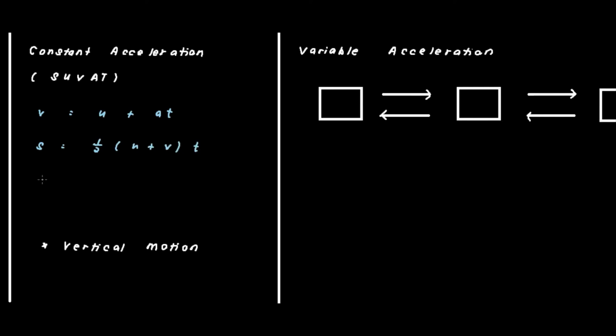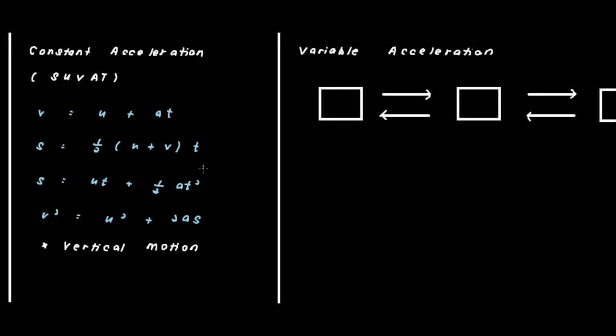The other one will be s also. s will be equal to ut + 1/2 at squared. The last one is the square one, so v squared is equal to u squared + 2as. All right, basically you know how to use it now.